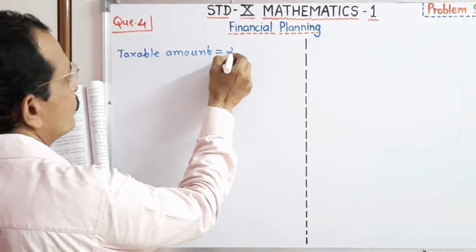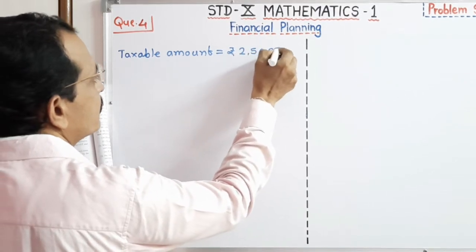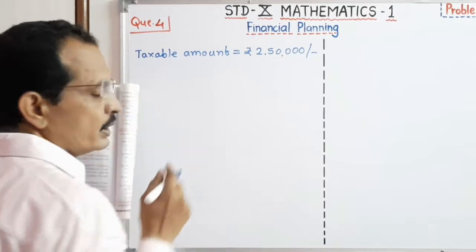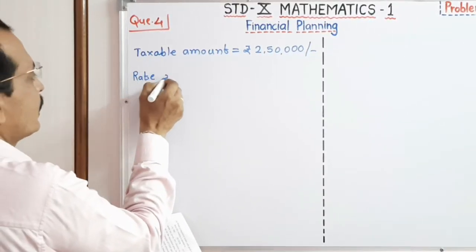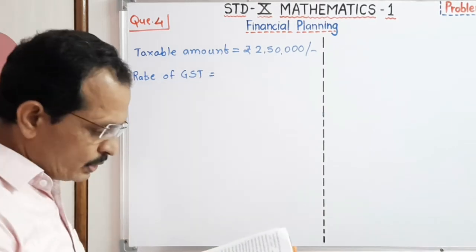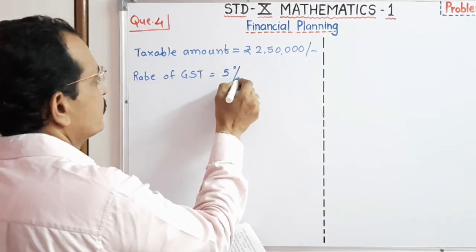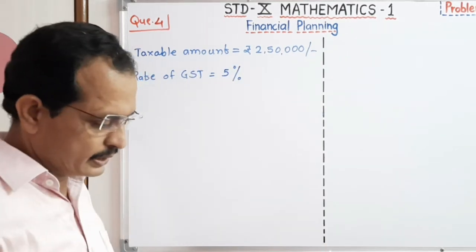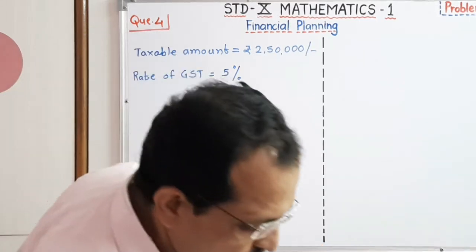Is equal to rupees 2,50,000. Got it? Rate of GST is equal to how much? 5%. It is 5%, and we have to find out the amount of GST.